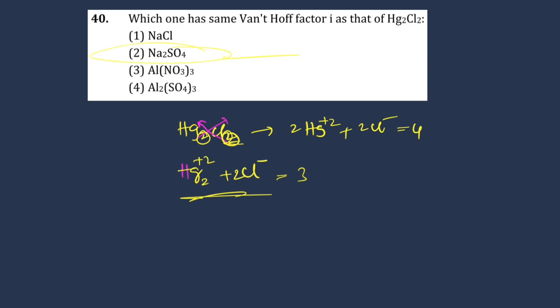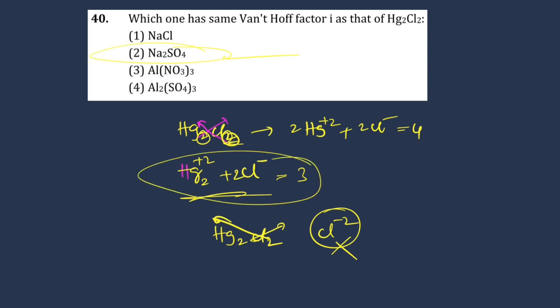But if you confuse it like this, Hg2Cl2, meaning this 2 here and this 2 here, then Cl cannot be minus 2, therefore it is the wrong option. So which is correct? This is the correct one.